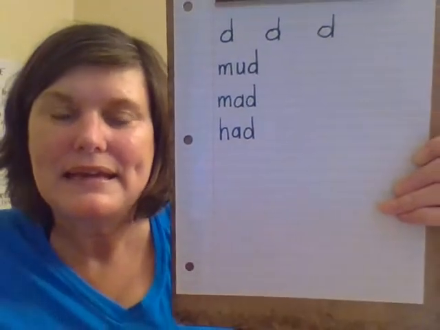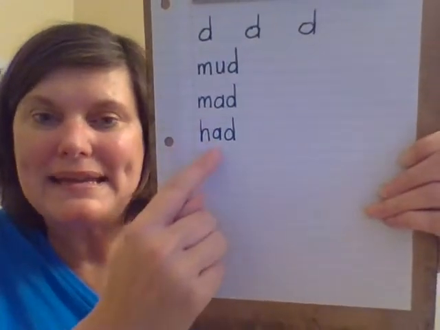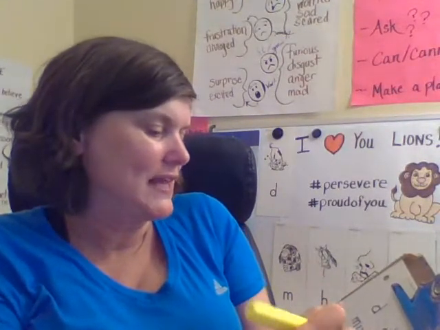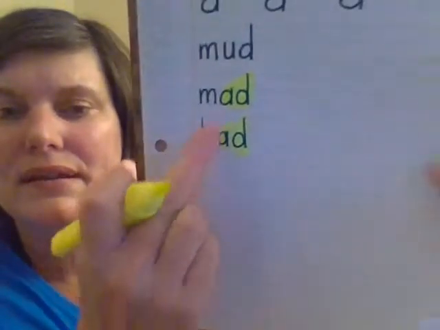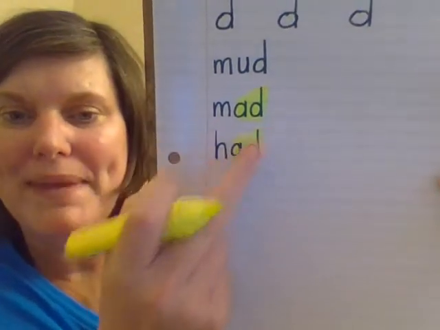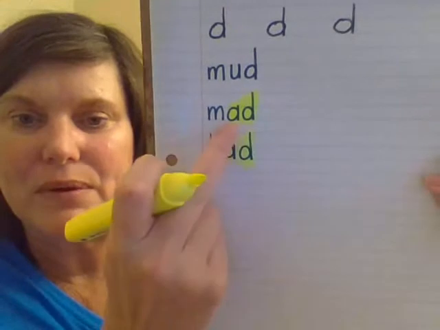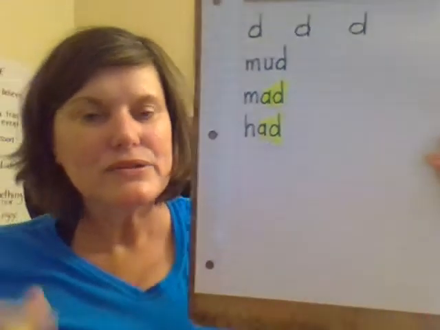Had. Do you notice that mad and had, they end the same? They have the same sound at the end. And look, the last two letters are the same. Mad, had. They both have A, D. So it sounds the same and it's the same letters. So if you can spell mad, you can spell had.